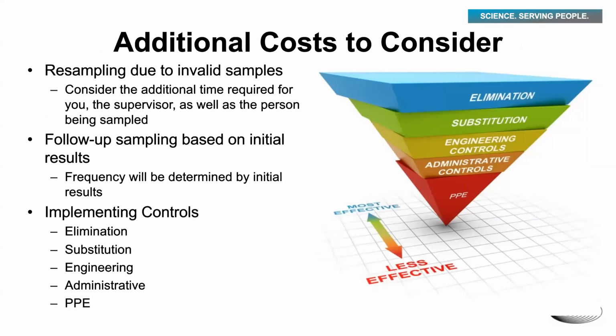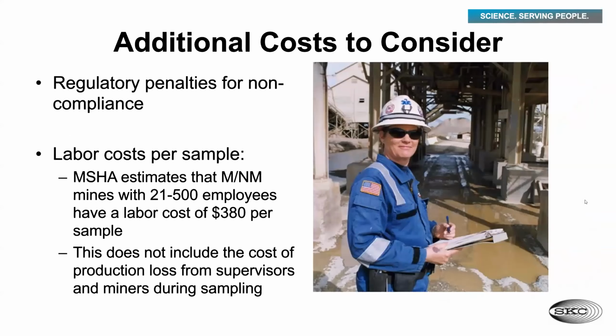So some additional costs to consider is resampling due to invalidated results. That can be from cyclones tipping upside down, from them not being in the breathing zone, wrong flow rates. I think the list is pretty extensive for that. Follow-up samples, depending on if you're above or below the PEL, if you need to do follow-up samples to check the validity of your controls, that all goes into the equation of resampling.